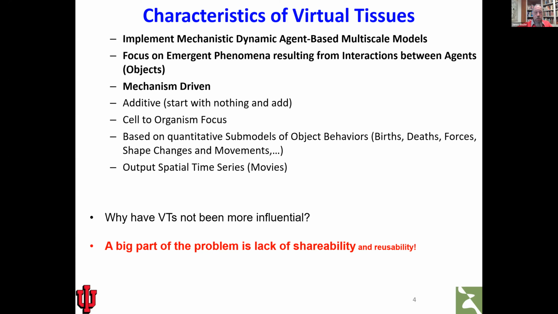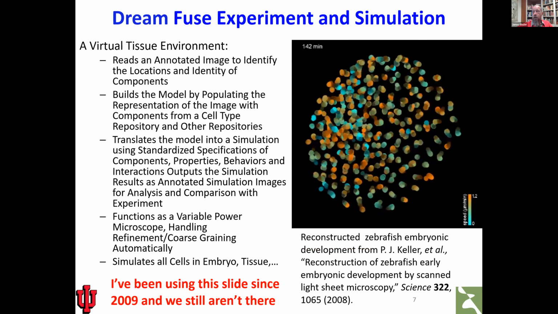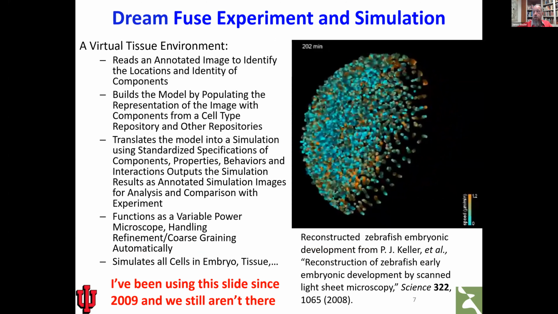You create cells, you destroy cells, cells change their interactions, as you saw in the movies that TJ was showing. And of course, we come back to the question of why are these kinds of models not more influential after 30 years of working on them? And I think that the lack of shareability and reusability is a big part of that.